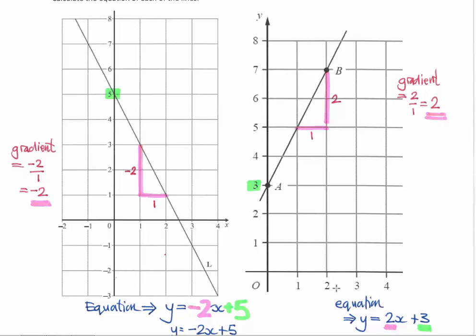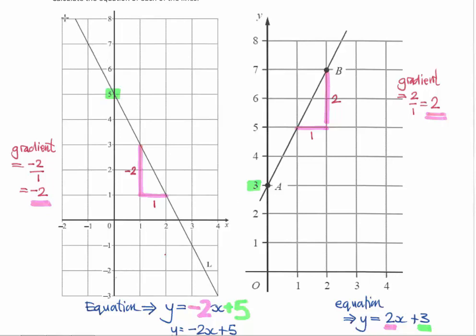Let's just try another one. X is 2. 2 lots of 2, 4, add 3, 7. So when x is 2, y is 7. X is 2, up to the line, and look, y is 7. It works. Okay, so this line works out the y numbers when we know what the x numbers are.